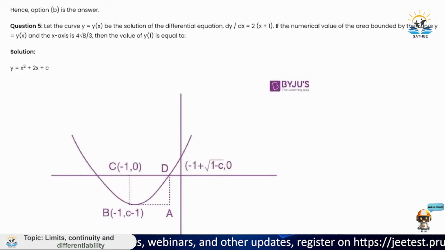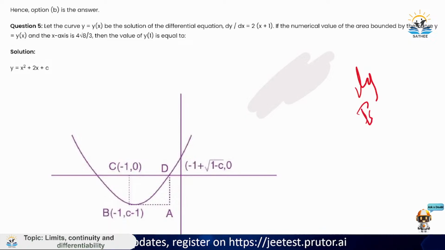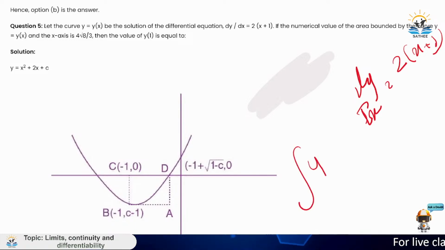Yeah, simple. So what we can do is, let's hide the brand name here first. So we have dy by dx is equal to 2 into x plus 1, and let's integrate here a bit. If you're not aware of integration, it's very simple. And if you are, I mean, you might be preparing, so you might be aware of integration. So let's take dx.